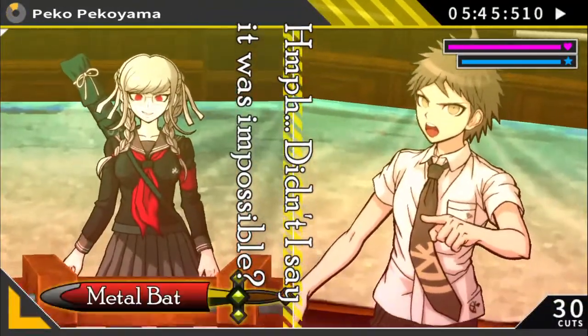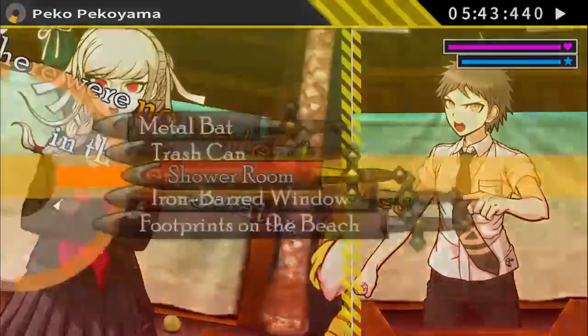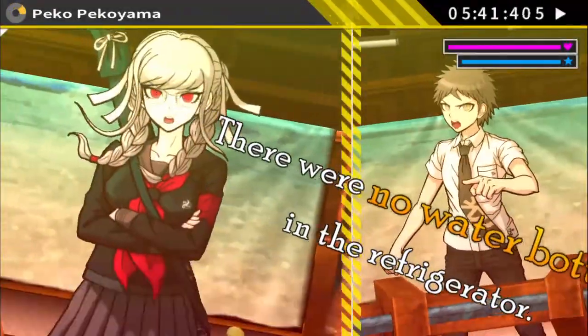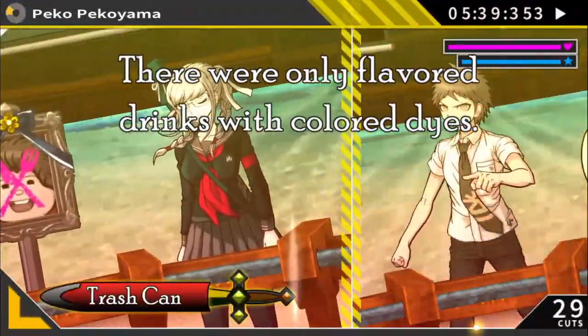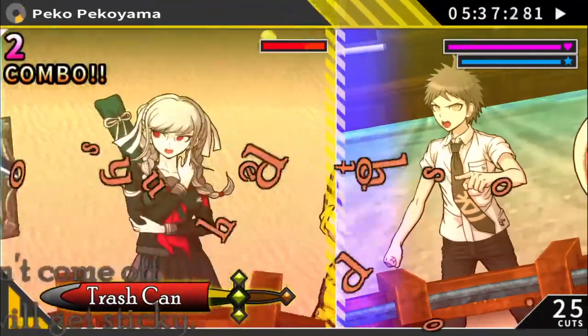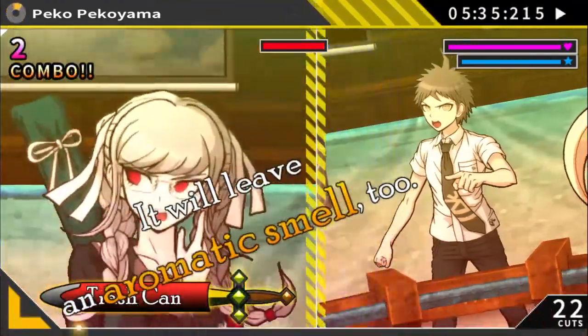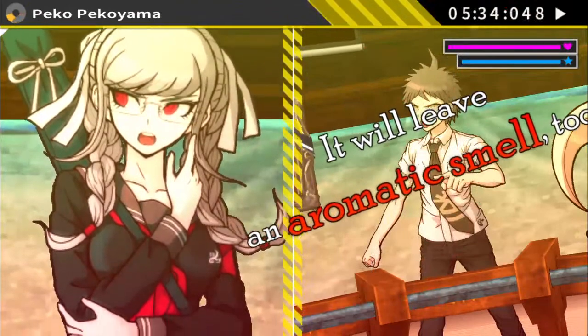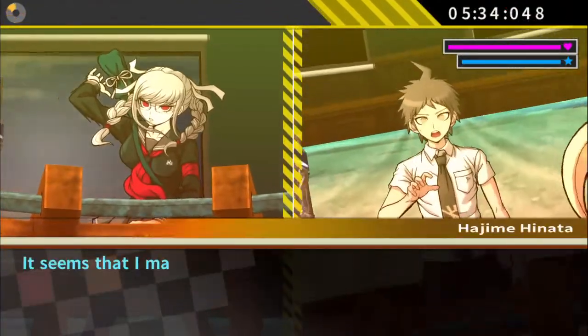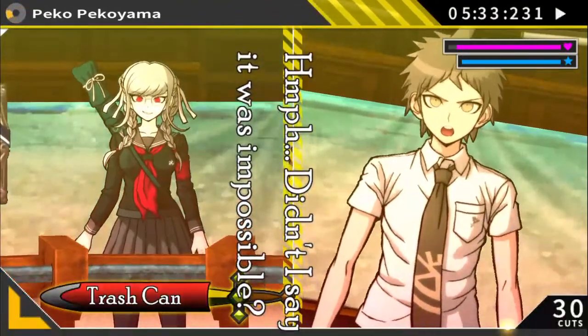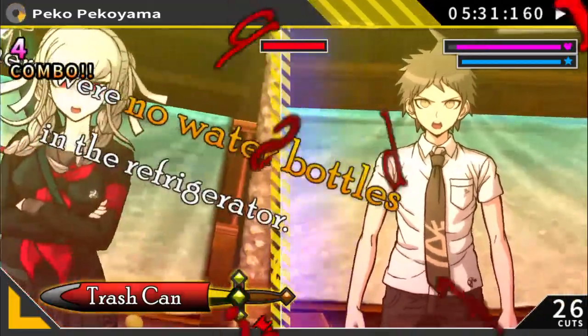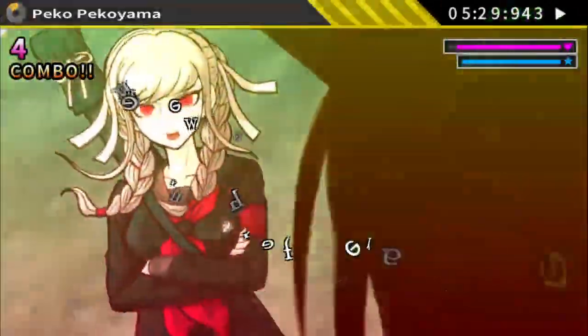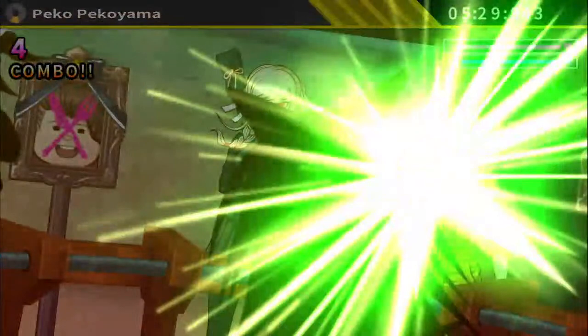Didn't I say it was impossible? There were no water bottles in the refrigerator. There were only flavored drinks with colored dyes. If you use those to wash off, the blood will come off, but it will leave an aromatic smell, too. Crap! Allow me to cut through those words!